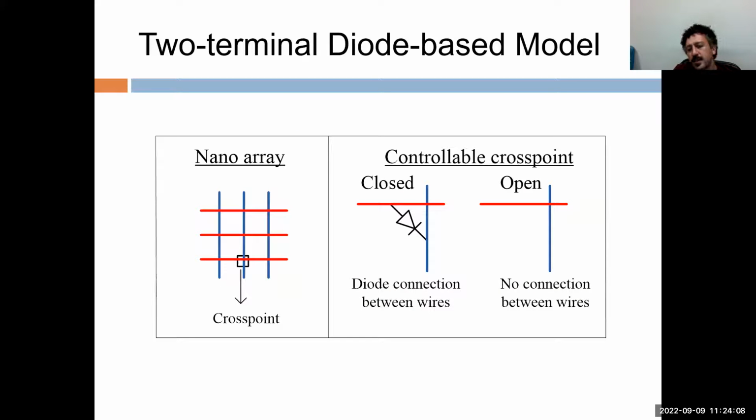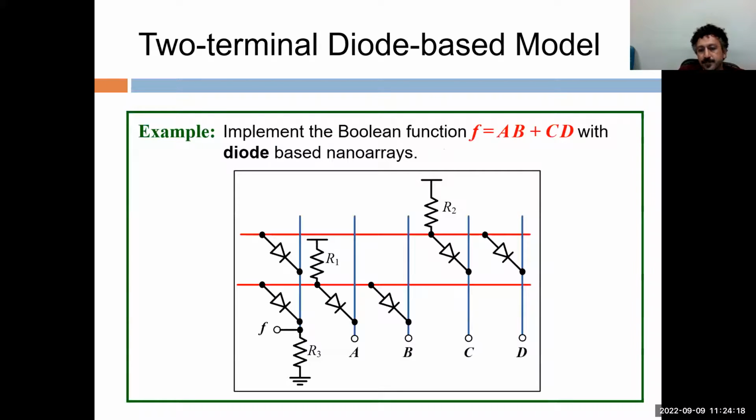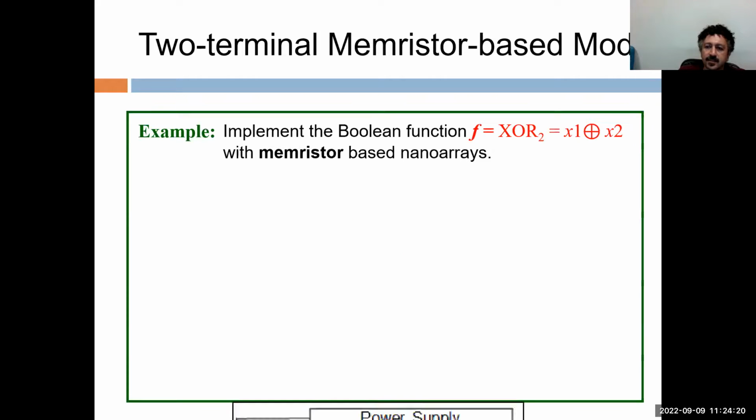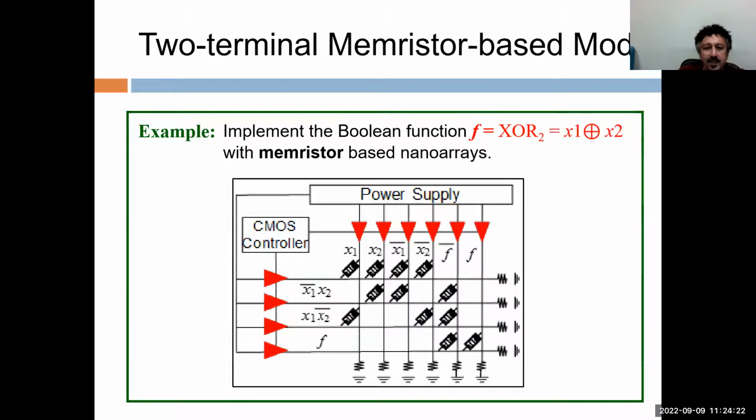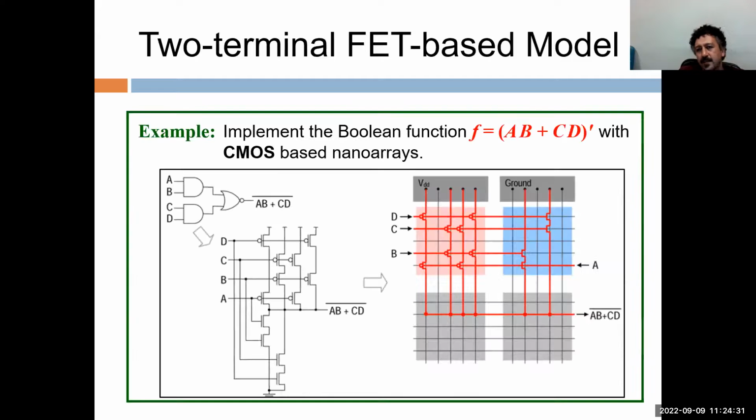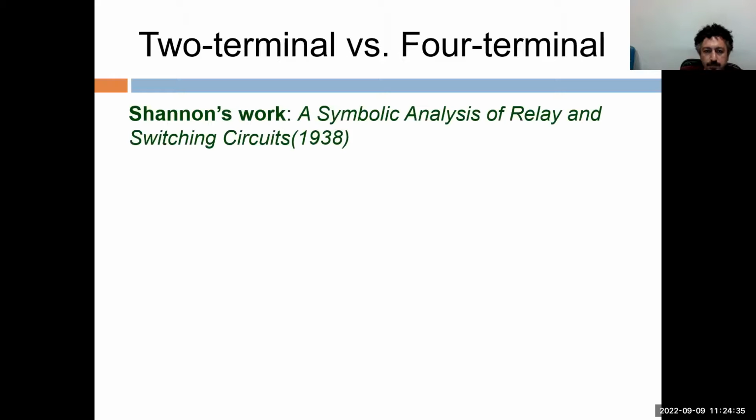Okay, 2-terminal, this is not in the last 5 years, but before, there was a good amount of research on this diode-based nanoarrays, like this. Especially the beginning ones, and in recent years memristors, it can be said diode, so memory diode. FET, field effect transistors, 2-terminal.